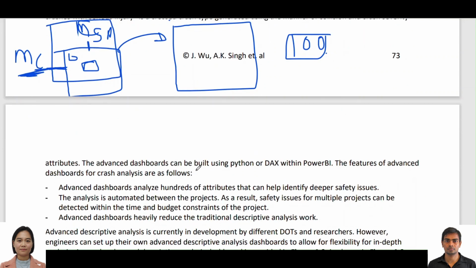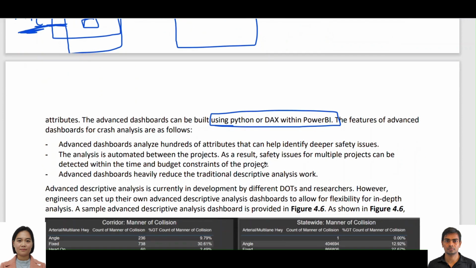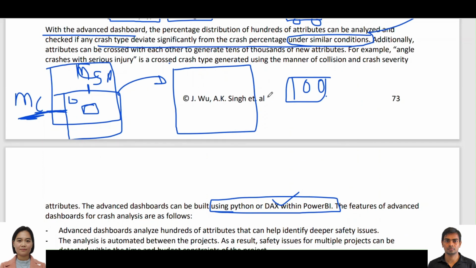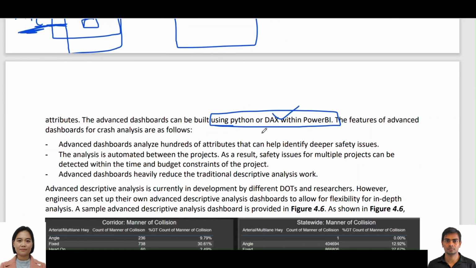So an advanced dashboard can be built using Python or DAX within Power BI, and it's not very difficult. I would encourage young engineers who are pretty good at programming or writing DAX functions. I think the next generation is better than what we are doing. So you can use the DAX functions, and if DAX does not work, then Python to build all this comparison within Power BI.